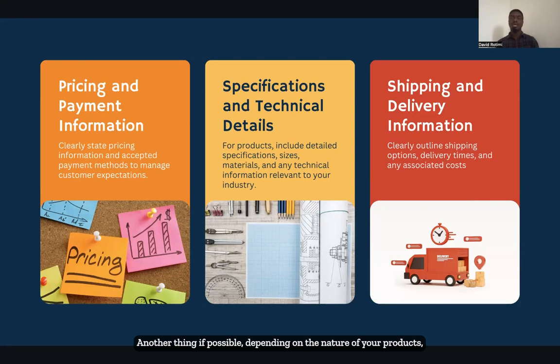Another thing, if possible, depending on the nature of your product, are specifications and technical details. Some products require this kind of information, so you want to include every single specification and technical detail that would be necessary to have an amazing experience for the person who is viewing your products. So include material, sizing, every technical information that's also relevant to your industry. You want to include shipping and delivery information. Clearly outline what the shipping options are, what the timelines are, what the costs are, if there will be duty, every piece of information that is necessary for whoever is buying from you when it comes to shipping and delivery.